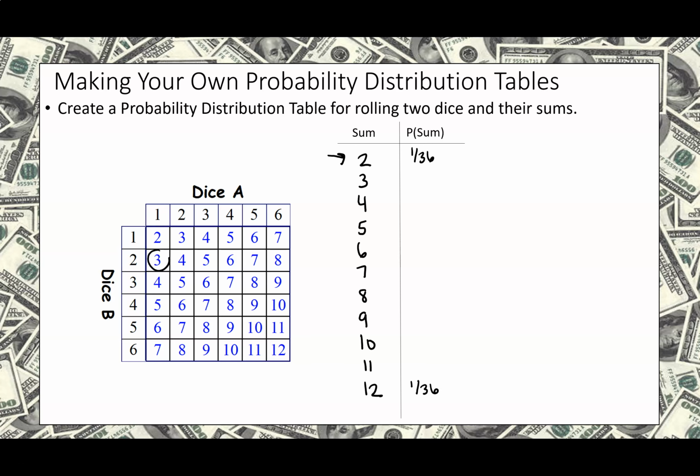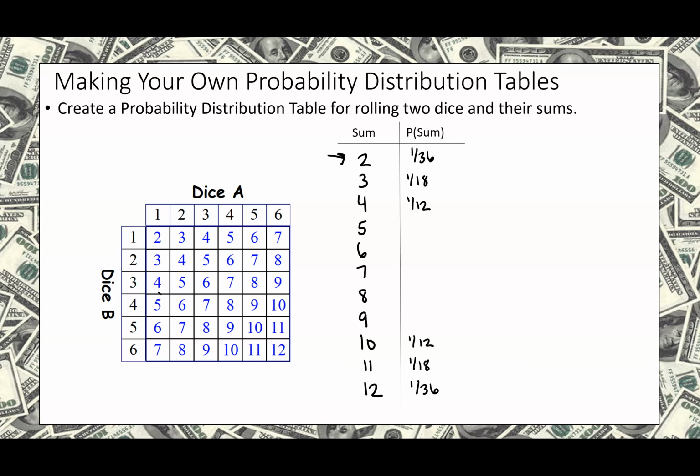Okay, how many 3s are there? There's 2 out of 36. Now, what does 2 out of 36 reduce to? Well, of course, that would be 1/18. And you can see here as well that 11 also is going to be the same answer at 1/18. All right, what's next? We've got 4s. We've got 3 4s out of 36. 3 divided by 36 reduces to 1/12. And this is also going to be 1/12 here as well.